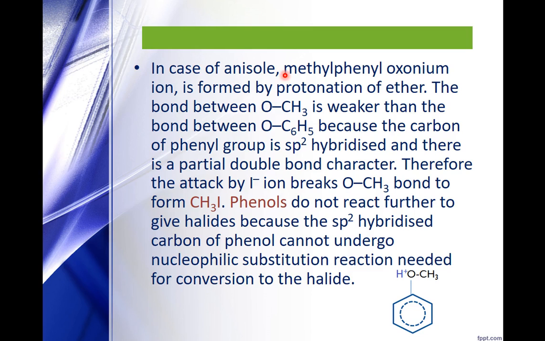Now in case of anisole, if you have C6H5OCH3, here this will be the intermediate formed. Methyl phenyl oxonium ion, this is the intermediate formed. Then in this case, the bond between O and CH3 is weaker than the bond between O and C6H5. Means this bond will break. Because the carbon of the phenyl group is sp2 hybridized and there is a partial double bond character. Here you see double bond character.